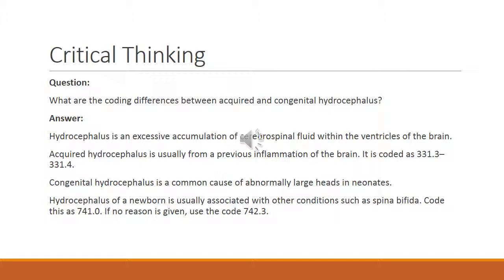What are the coding differences between acquired and congenital hydrocephalus? Our answer: hydrocephalus is an excessive accumulation of cerebrospinal fluid within the ventricles of the brain. Acquired hydrocephalus is usually from a previous inflammation of the brain and is coded 331.3 through 331.4.